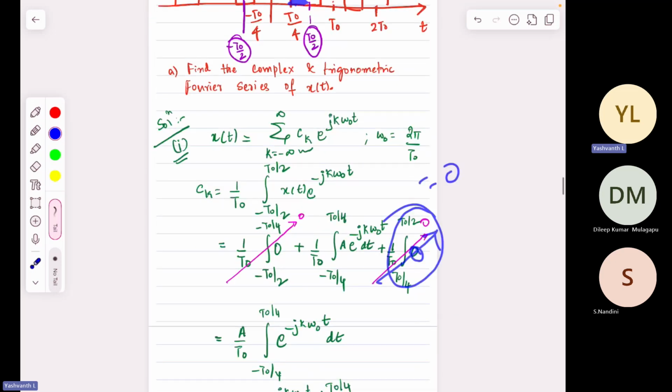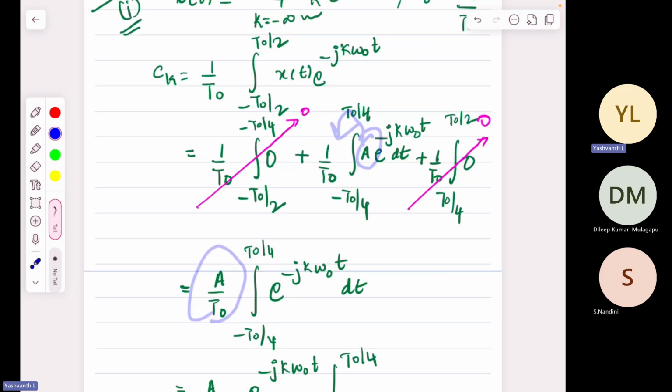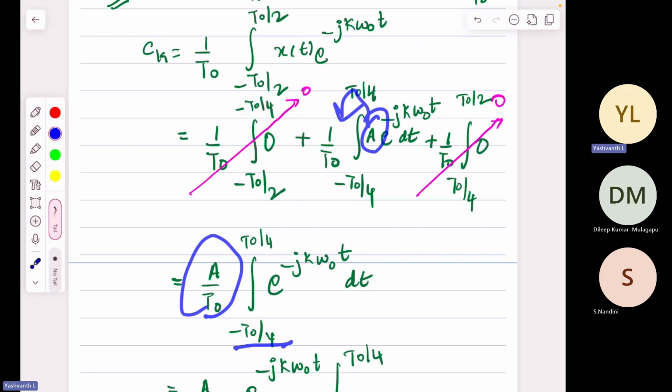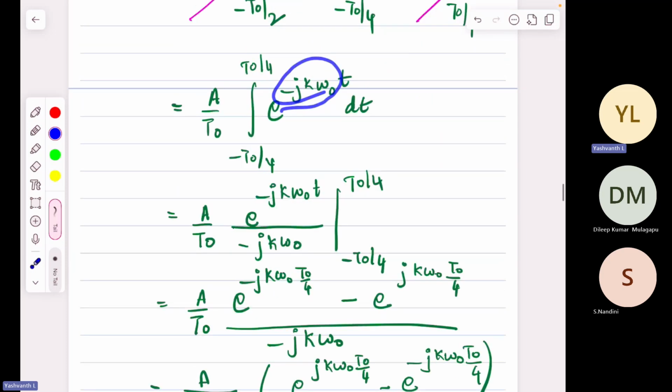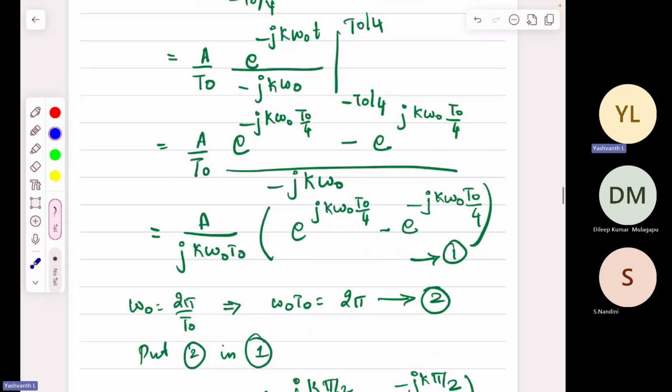So what remains is only the second integral, and A is a constant, so take it out. It is A by T naught into the integral from minus T naught by 4 to plus T naught by 4 of e power minus jk omega naught t dt. This is the definition of ck. Now do the integration. This is nothing but A by T naught into e power minus jk omega naught t divided by minus jk omega naught, with limits from minus T naught by 4 to plus T naught by 4. This is nothing but this number; I just subtracted these two numbers, and I got equation 1.